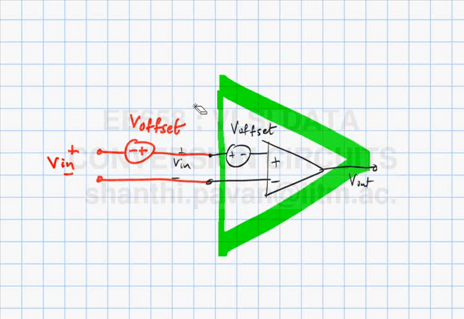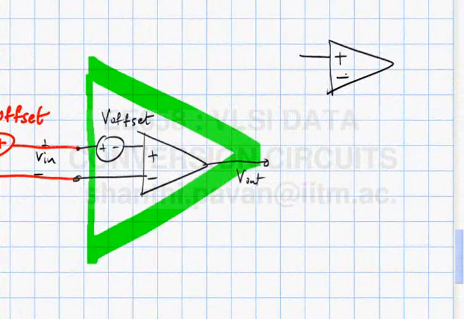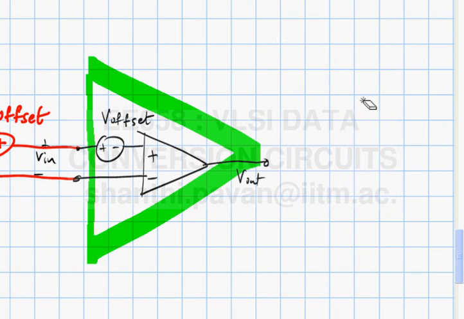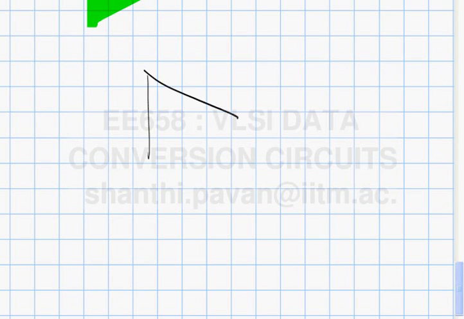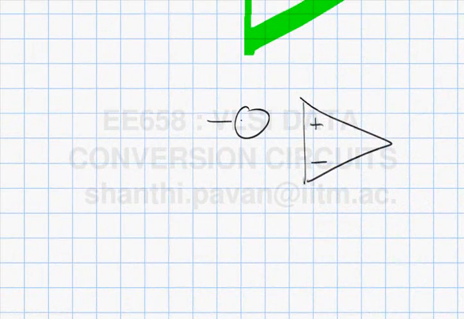Now the question is, if I didn't know the offset, how will I go and figure it out? Okay. So I have an amplifier like this. Alright, and this is V offset. So if I gave you such an amplifier in the lab and asked you to find V offset, what would you do? Pardon? Vary V in until V out is 0.